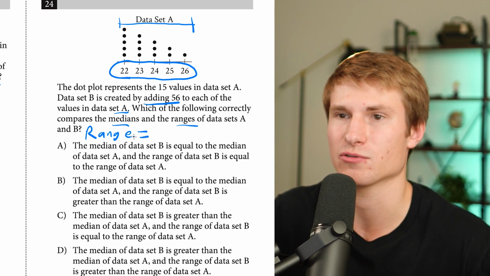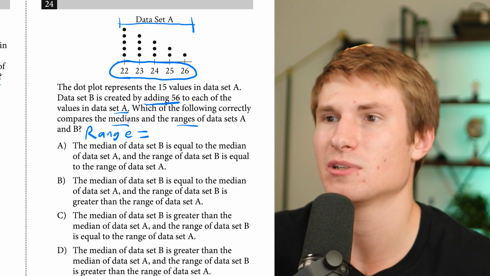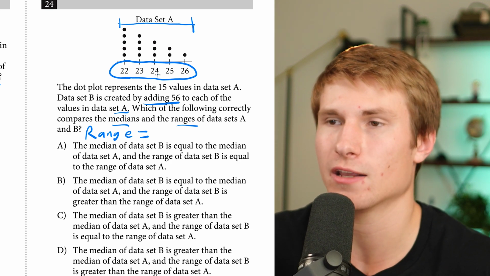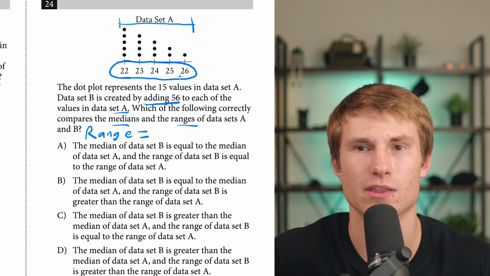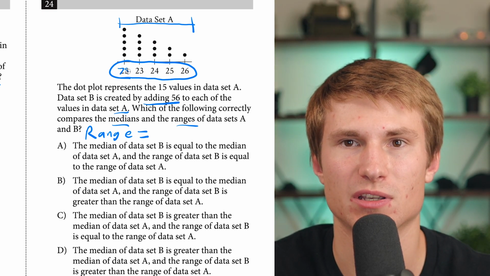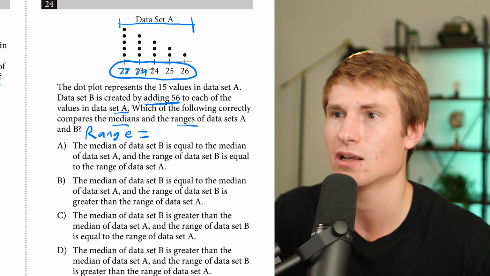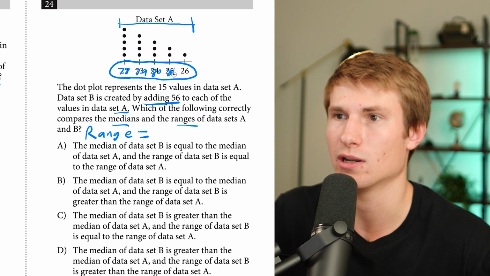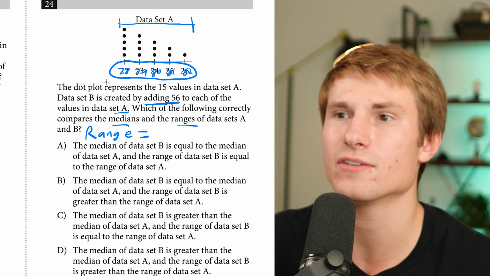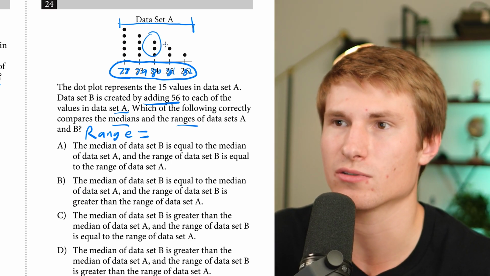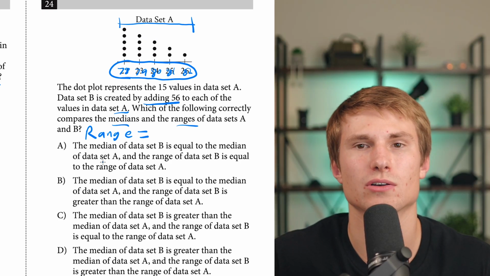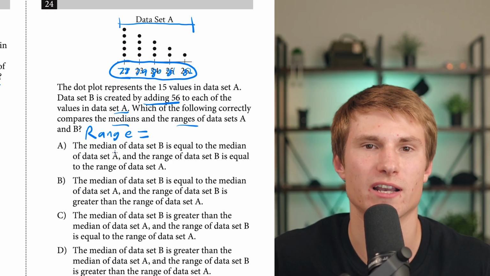I'll just represent that as range is equal. Now, the next thing we need to take a look at is the medians. Well, obviously, if we're adding 56 to each of these values, they will ultimately change. For example, 22 plus 56 would then become 78, and then we'd have 79. And then right here, we would have 80, 81, and 82. So ultimately, our median is going to increase significantly. Okay, so our median will increase, but our range will stay the same.